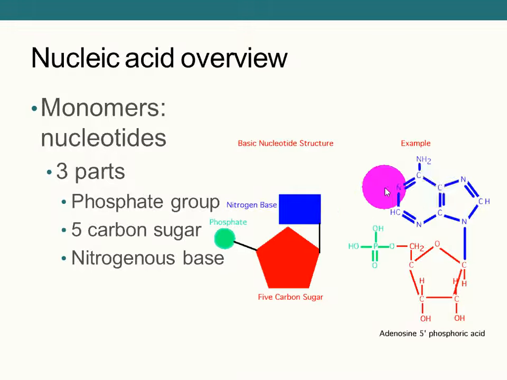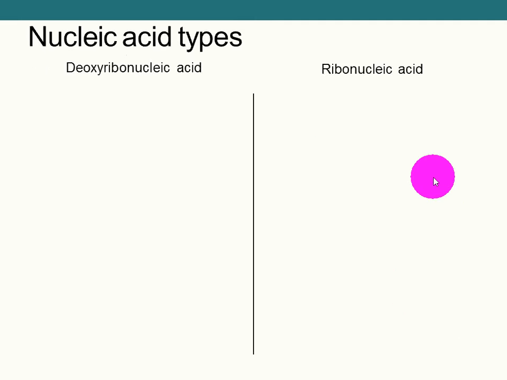It's called a nitrogenous base because it has lots of nitrogen atoms in it. There are a couple different variations or types of nitrogenous bases that make up these nucleotides, that in turn make up nucleic acid. In addition to just talking about nucleic acid, we're really talking about 2 main types of nucleic acid, and you can see them up here. We have deoxyribonucleic acid and ribonucleic acid.